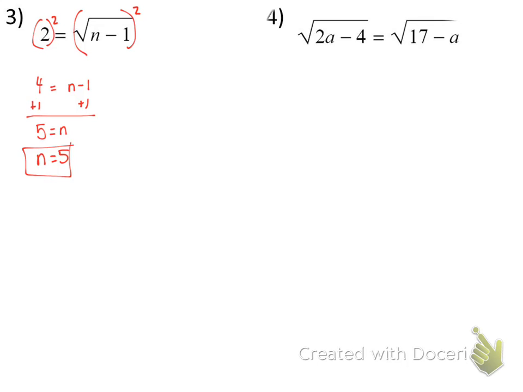So, on this example, we have a square root. It's by itself, so you can square it. So we got 2 squared, which is going to be 4. 4 is going to be equal to n minus 1. Add 1 to both sides. You get 5 is equal to n. And then use the symmetric property, n is equal to 5. There you go. Number 4, by yourselves. Ready, set, go.